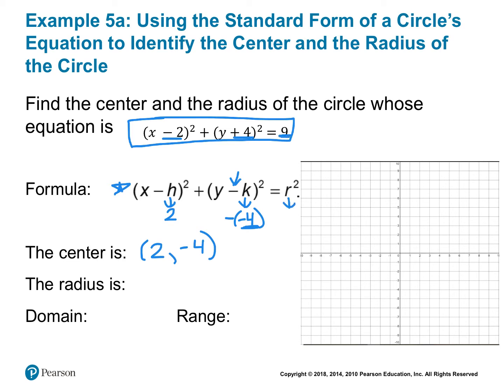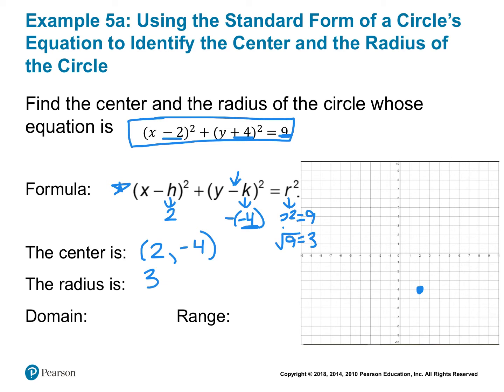So what did we square to get 9? What squared is 9? Well, if you take the square root of 9, you get 3. So the radius would have been 3. Now I'm going to graph this so we can figure out the domain and range of this. So I'm going to go ahead and plot my center at (2, -4). And then my radius is 3.